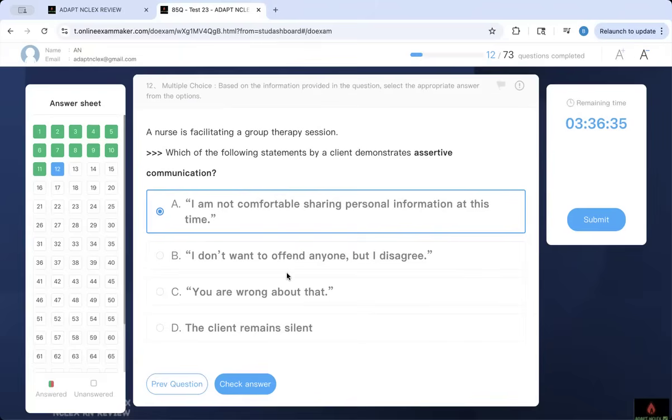You are not being assertive. Don't care about offending anyone. Do what you got to do. You are wrong about that. Still not showing your feeling. Why do you think they are wrong about it? If you remain silent, you don't do anything.